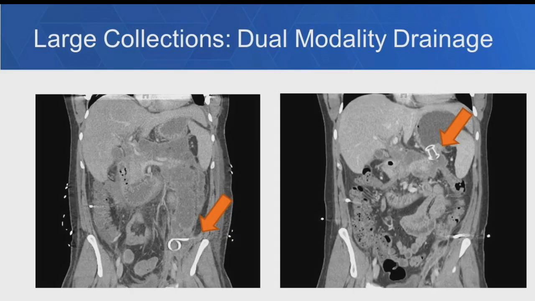And in the setting of large fluid collections, such as those over 12 centimeters or which extend to the flank, we might need a dual modality approach. So we might need a combined transgastric approach with a percutaneous approach for the drains which are not accessible to the enteric system.